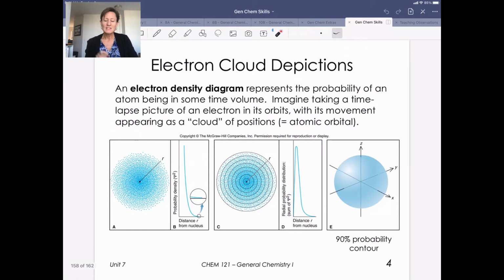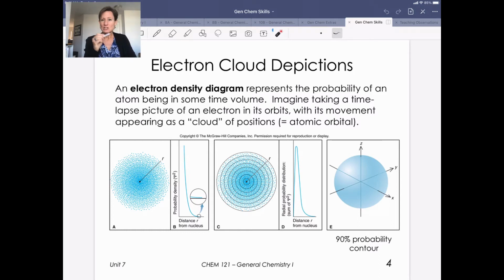Okay? And so one of the things that I'll imagine us thinking about is taking a time-lapse picture of those orbits, of where that electron might be traveling, where that electron might be running around in our stadium. And that time-lapse picture represents what we call an electron density diagram. So it's, again, the probability of finding an electron in a certain volume. So these, again, don't worry about these pictures too much, but these little blue dots each represent a snapshot of where an electron might be at any given time.